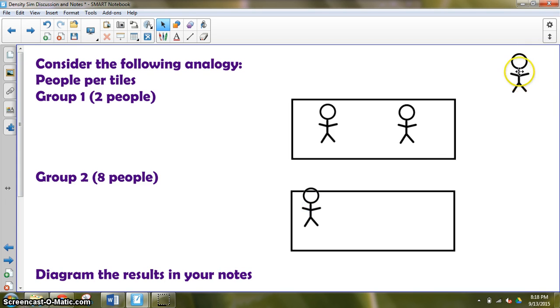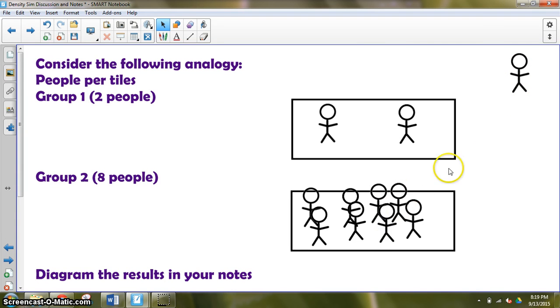But let's say I had a room where I had 8 people in the room, but it was still the same size room. Now they're going to be a lot tighter in that space. They're not going to have as much space around them. So this would be a much higher density. So visually speaking, when we say low density, we mean there's a lot of space around the particles. If it's high density, those particles are really tightly packed together.